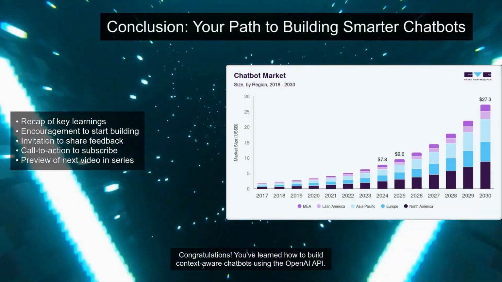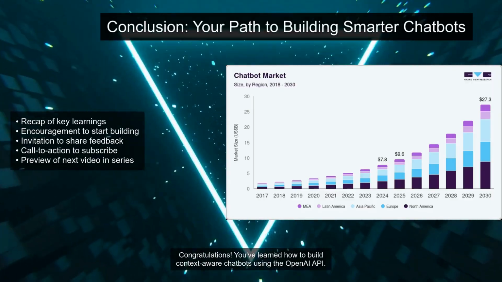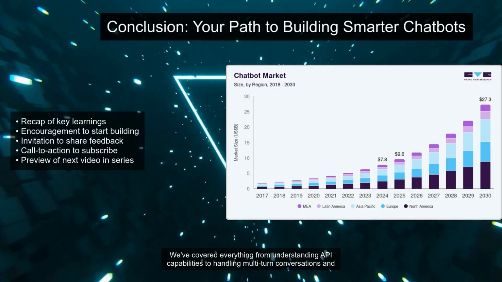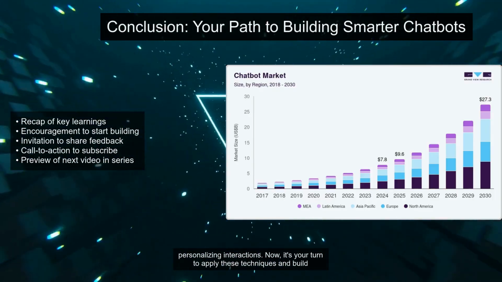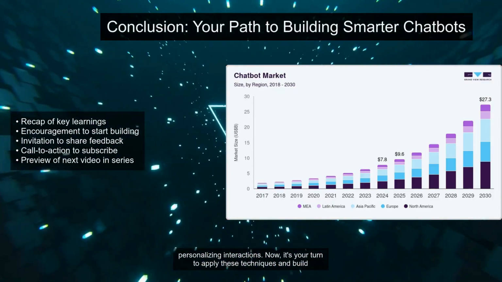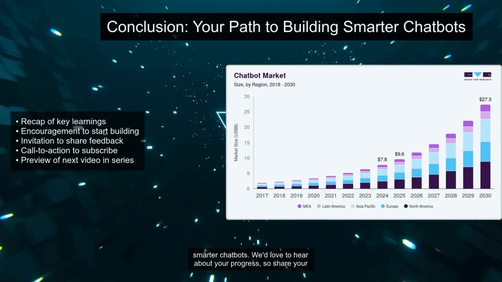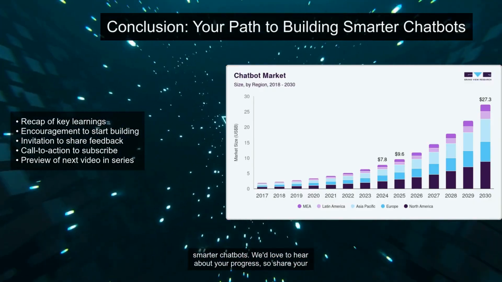Congratulations! You've learned how to build context-aware chatbots using the OpenAI API. We've covered everything from understanding API capabilities to handling multi-turn conversations and personalizing interactions. Now, it's your turn to apply these techniques and build smarter chatbots.